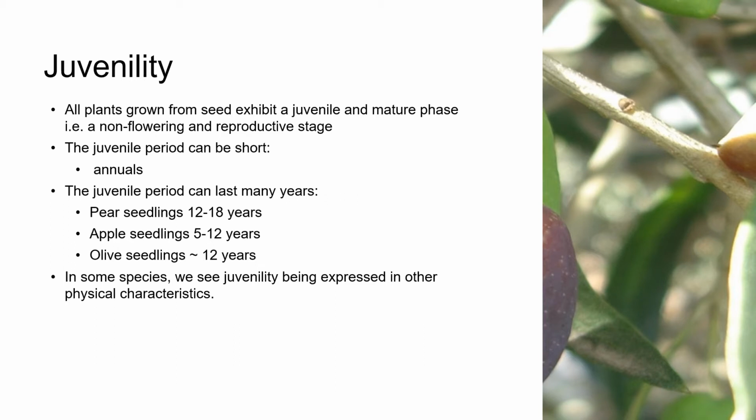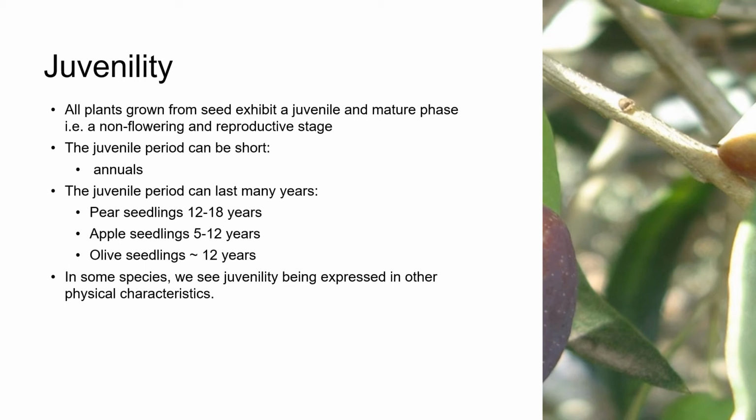And these are all good things to know when you're growing plants from seed, because you may wonder why they're not blooming in the first couple of years after the plants have established. In woody species, the juvenile period may be even longer, depending on the species. For example, pear seedlings have a juvenile period of between 12 and 18 years. Apples have a juvenile period of between 5 and 12 years, and olive seedlings round about 12 years.